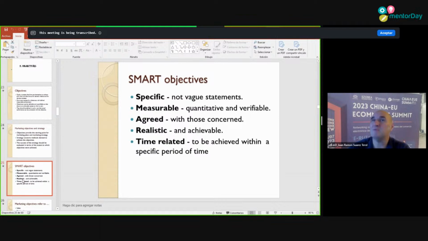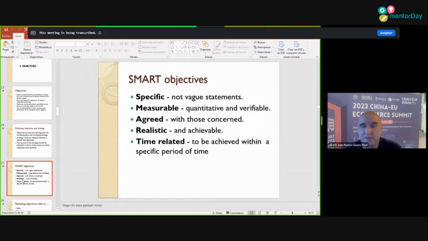Probably the financial department says the same. No, we cannot reach a 10% increase in sales. It's impossible. So to be a very good objective, it has to be agreed by the rest of the company, by the rest of the team. So we have to go all together with the same objective. But it happens in every activity in life.